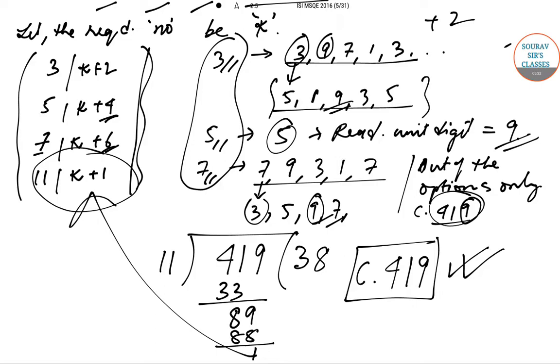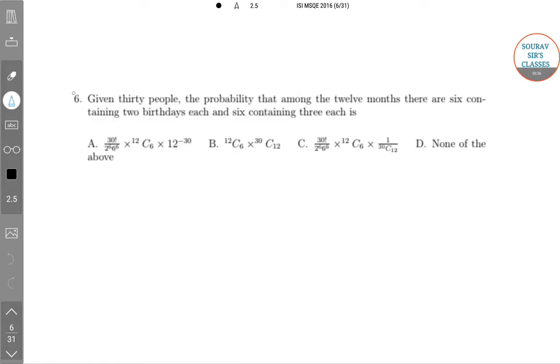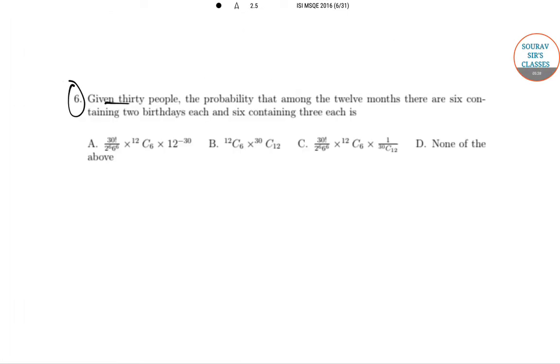Now let's move on to the next question. In the next question, which is question number 6, it is said that given 30 people, the probability that among the 12 months there are 6 containing 2 birthdays each and 6 containing 3 each. The various options are given over here.